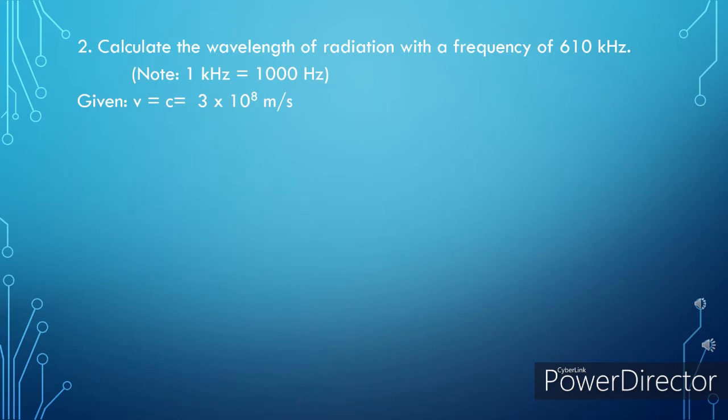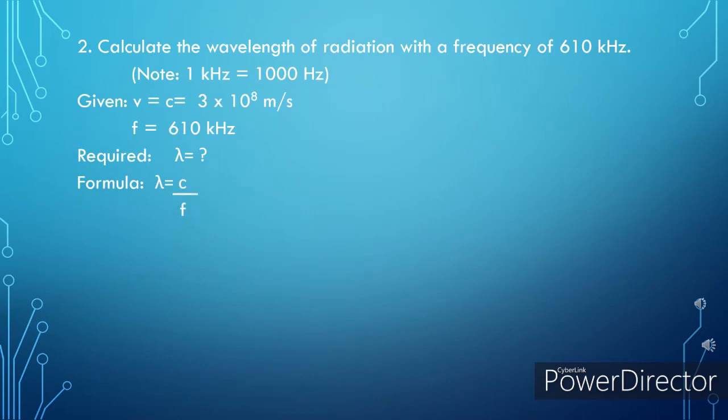And frequency is also given, which is equal to 610 kilohertz. Our unknown or required is the wavelength. For our solution, we're going to use the formula lambda, or wavelength, is equal to c, the speed of light, divided by f, which is frequency.